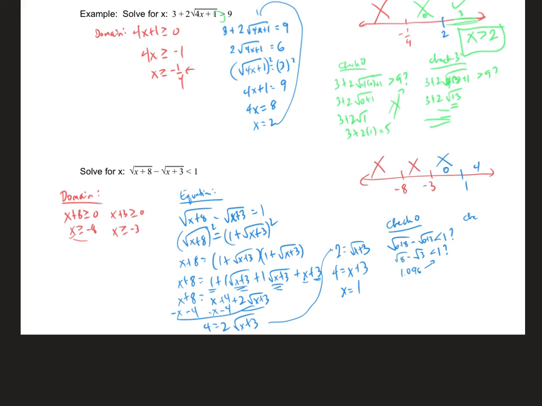So now I'm going to check 4. So I plug 4 in for the x's. So then I'll get the square root of 12 minus the square root of 7, and I want to know if that's less than 4. So I pull my calculator out, I do the square root of 12 minus the square root of 7, and I get 0.818. So that one does work, and then I write my answer.